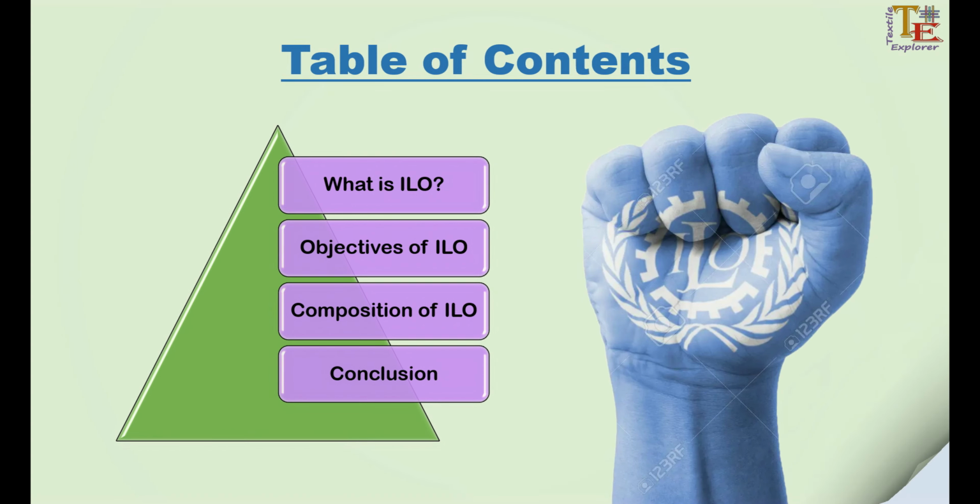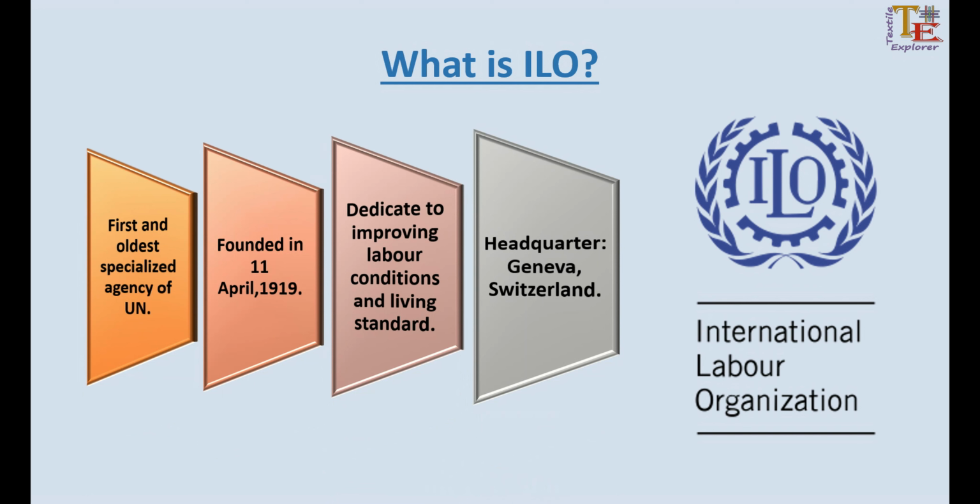So, what is ILO? ILO refers to the International Labour Organization. It is the first and oldest specialized agency of the United Nations. ILO was founded on 11 April 1919 under the League of Nations. ILO is dedicated to improving labor conditions and the living standard of workers throughout the world.